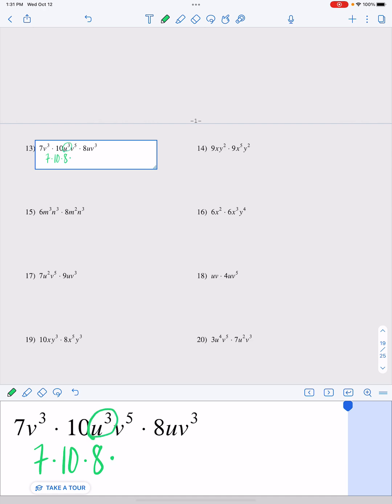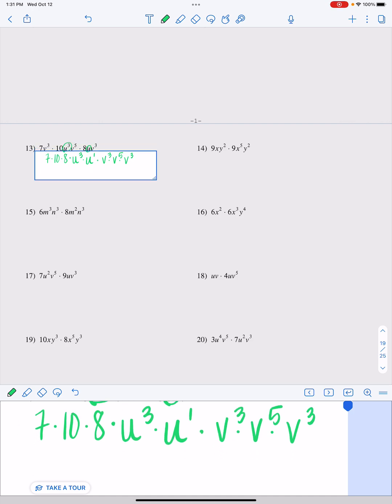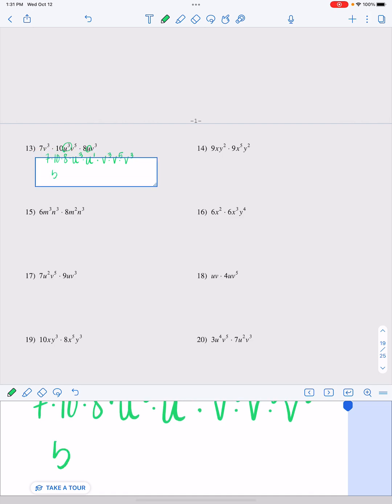I'm going to pull my u's. I have 3 u's and 1 more. Then I'm going to go get the v's. I have a v to the 3rd and a v to the 5th and another v to the 3rd. If you're struggling a little bit with the idea of adding the exponents, I'm going to do this one a little bit differently so you can see the mechanics behind what we're doing. 10 times 8 is 80 times 7 is 560.